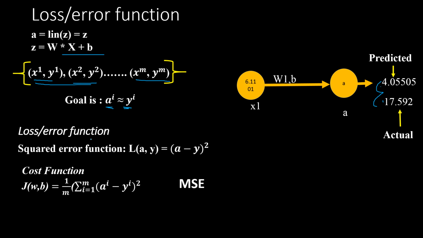The best way to compute error here is the squared error function. For one example, this is a, this is y, so (a minus y) squared, but we have m examples. So we compute the mean squared error: we pass all the examples, compute the error, and then average over the number of examples. This gives the mean squared error, and the overall error over the entire training set is called the cost function. Our goal is to minimize this cost function. I hope you are clear till now. If not, you can pause and have a look at this slide.